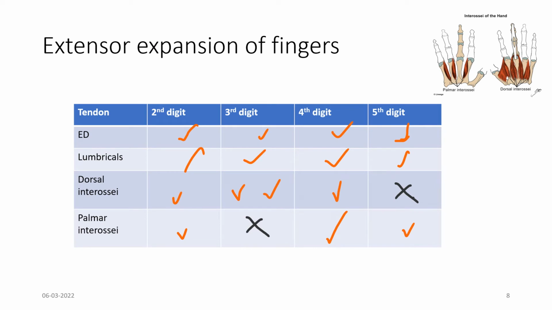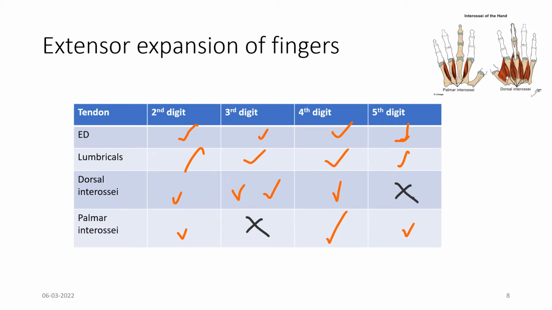Now let us look at the tendons for the extensor expansion of the fingers 2nd to 5th. If you take the extensor digitorum slips, they are there for all the 4 digits. If you take the lumbricals, there is a lumbrical for each of the 2nd to 5th digits. And if you take the dorsal interossei and palmar interossei, see the figures.